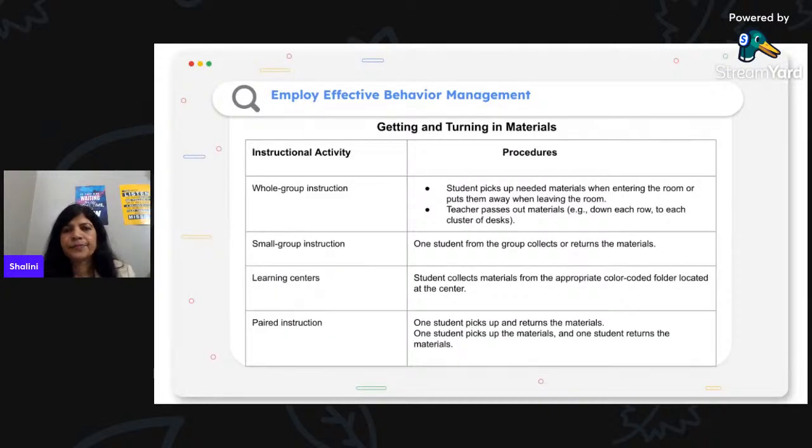Next slide, please. Getting and returning the material. For that also you need to see if it is whole group instruction, how will they pick up the material and keep it back, or small group instruction. For whole group instruction, maybe students pick up the material when entering the room and put it back. If it is small group instruction, you can ask one member from the group to take the material and give it back. You can have learning centers, where students collect from the color coded folders located at the center. So you can set up different rules for different types of grouping or individual activities.